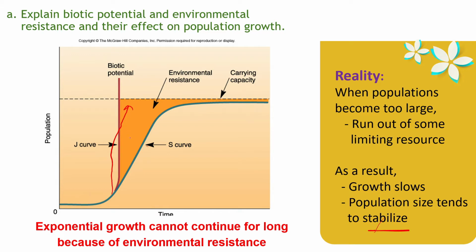What causes the population to become stabilized is this environmental resistance. Environmental resistance will prevent a population from growing exponentially. Environmental resistance will stabilize the size of the population.